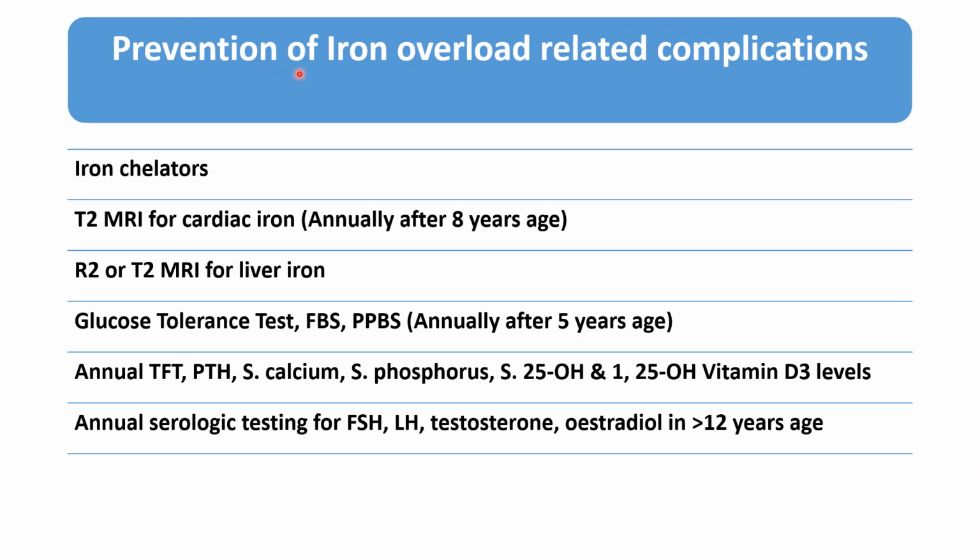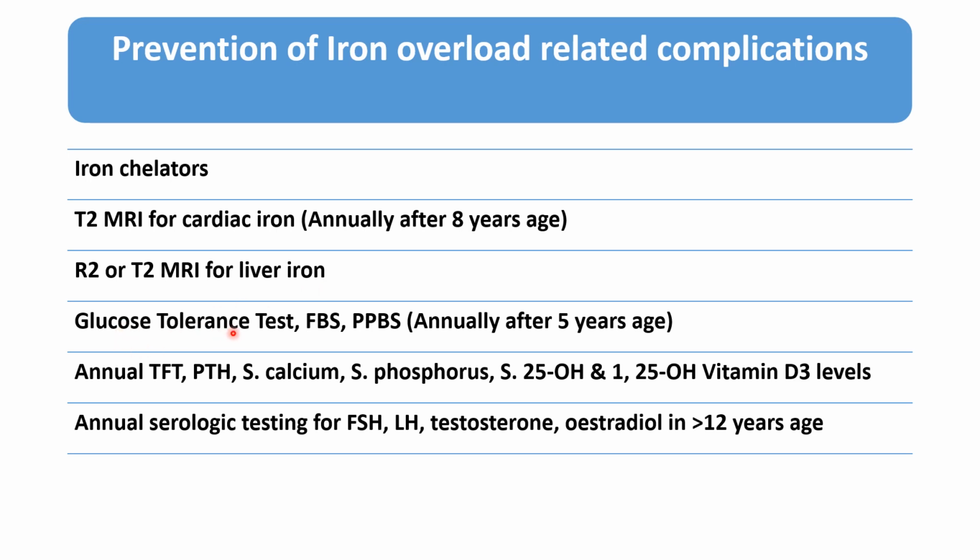So for the prevention of iron overload related complications, we should start the iron chelator whenever patient has serum ferritin more than 1000 nanogram per ml. We should go for T2* MRI for the cardiac iron overload status. Annually, we should perform it in the more than 8 years age group. R2 or T2* MRI for the liver iron should also be done.